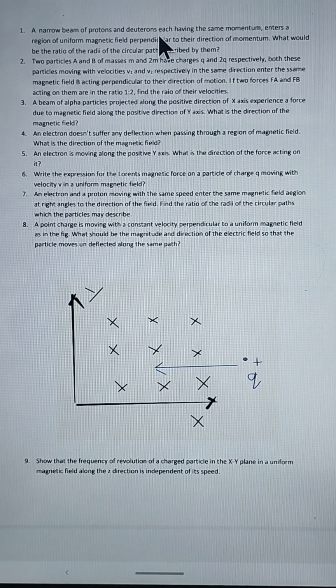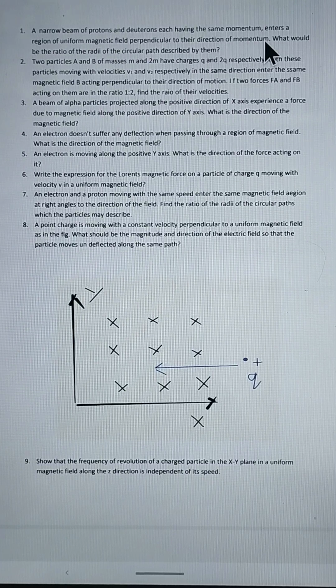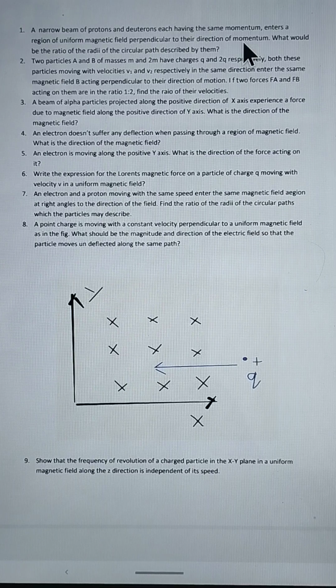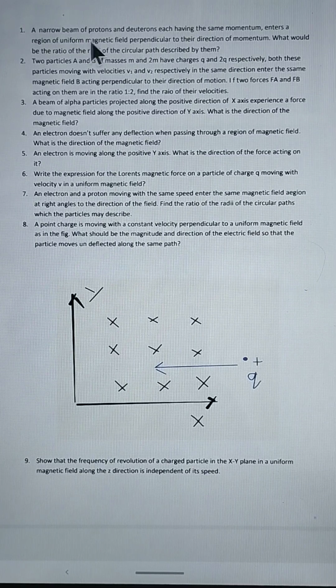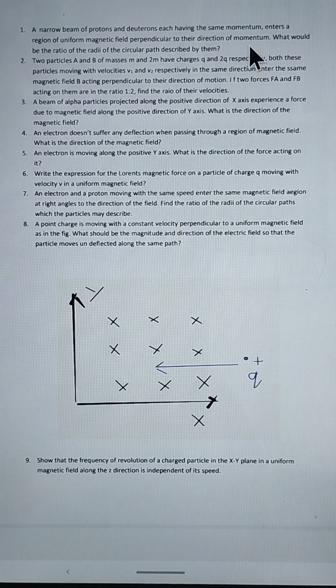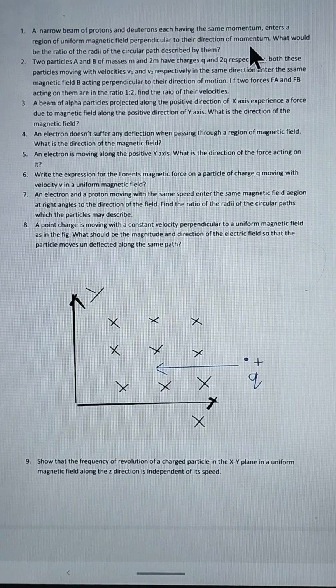So here protons and neutrons are traveling with the same momentum, and the magnetic field is perpendicular to their direction of momentum. It means that this magnetic field is perpendicular to their velocity. Now what happens if a force is acting perpendicular to the direction of motion of the particles? Then we know that will provide the centripetal force, the nature of centripetal force.